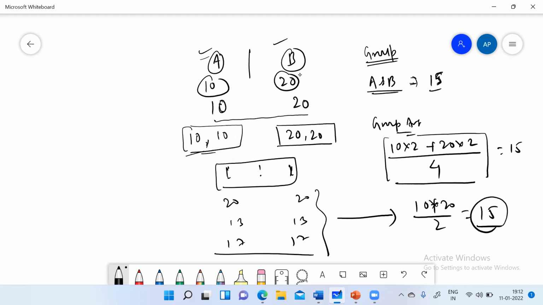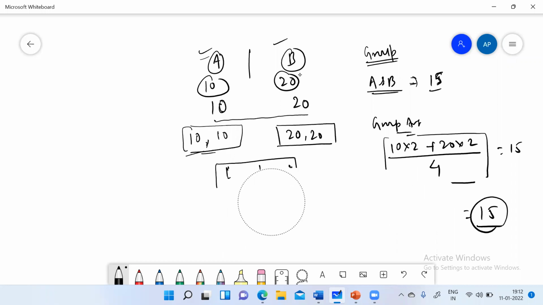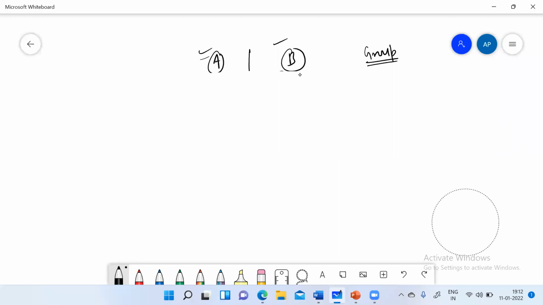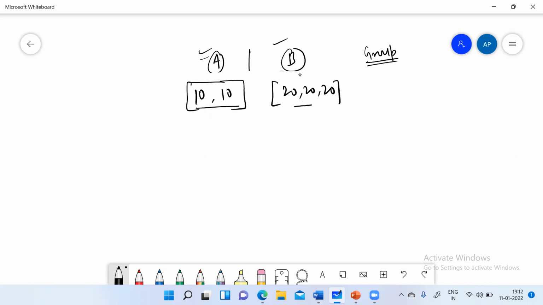Okay, so I'll take one more example here. Let's take 2 members in group A whose average is 10, and 3 members in group B whose average is 20. So what will be the group average?